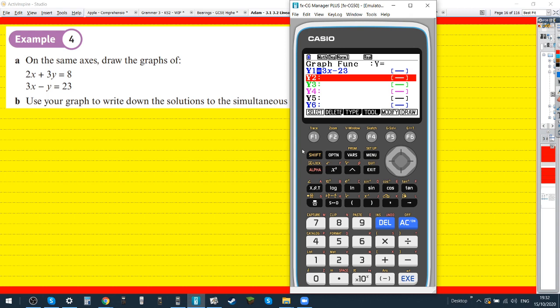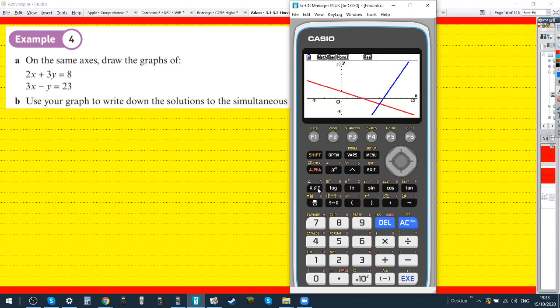Wait, so what happens when you divide by 3 on both sides? Well, on the other side, it was minus 2x plus 8. It's now minus 2x plus 8, all divided by 3, all over 3. So for the first one, you have it as y equals. For the second one, you have it as y equals. And then you put it in your graphical calculator. That's what it looks like.